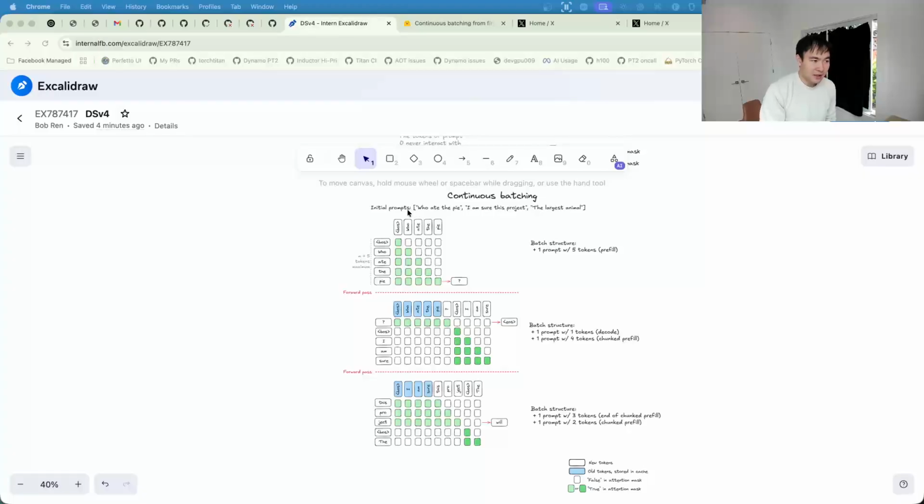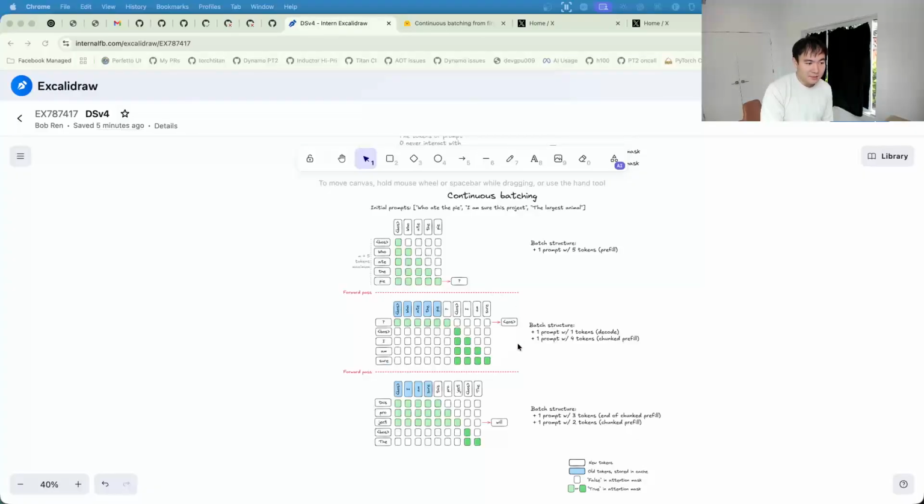Imagine we have these 3 prompts: who ate the pie, I am sure this project, and then the largest animal. The first time you just have who ate the pie, forward pass, and you get a question mark out. Then the second time around, you do something interesting. You have the prefill from the first: you've taken this question mark token and appended it, and then you also have I am sure this project. But notice that this is a chunked prefill, so we're only prefilling these first 4 tokens.